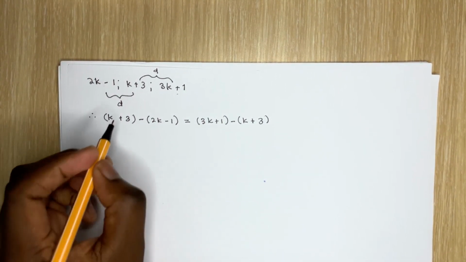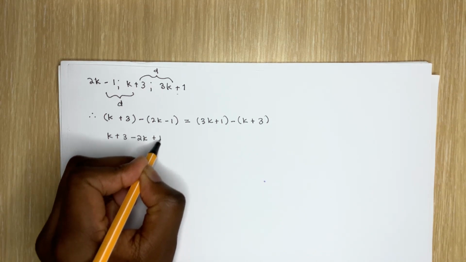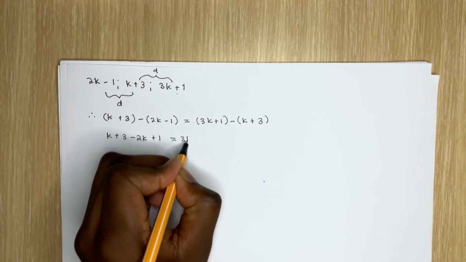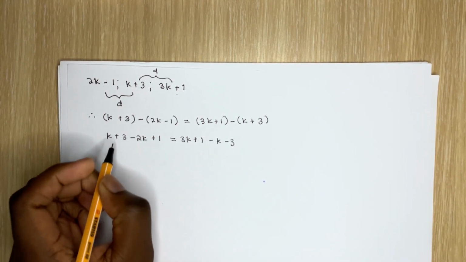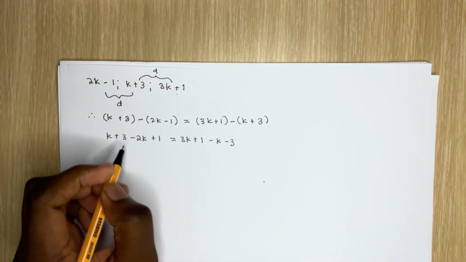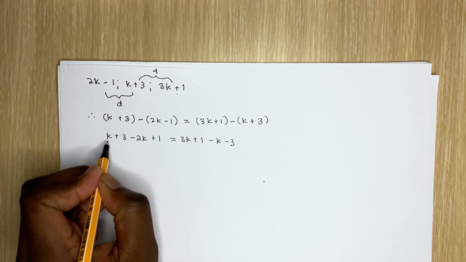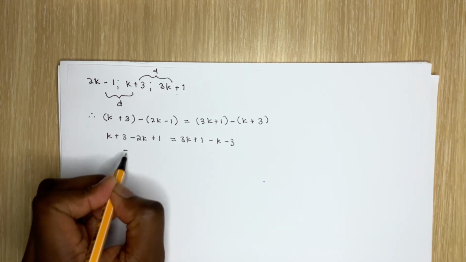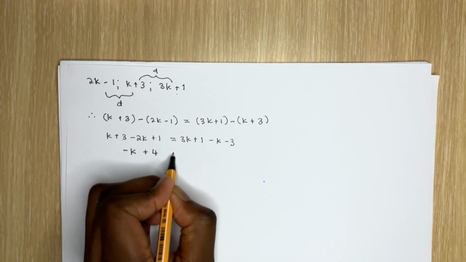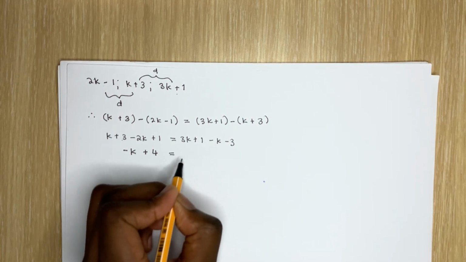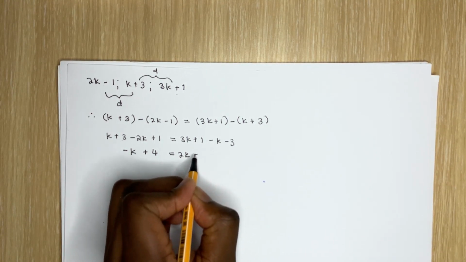So we can now expand the brackets such that we have k plus 3 negative 2k plus 1 is equal to 3k plus 1 minus k minus 3. Okay, we can try to sort out one side at a time. So in this case, we are going to have k minus 2k. This gives us negative k. 3 plus 1, 4. 3k minus k, we have 2k. 1 minus 3, we have negative 2.